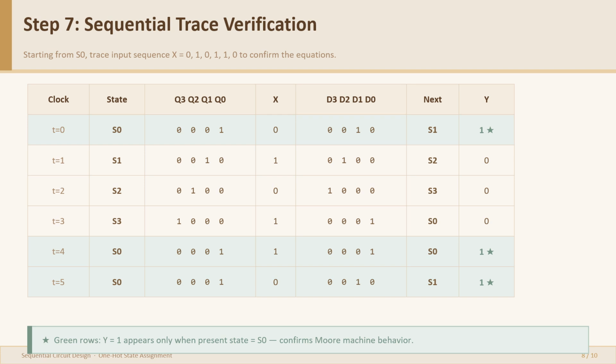That is state S1. Let us check against the state diagram. The diagram says from S0, when X equals 0, go to S1. That is exactly what our equation produced, and y equals 0 because we were in S0, also correct. The equations check out, and you can verify any other transition from the state diagram in exactly the same way.